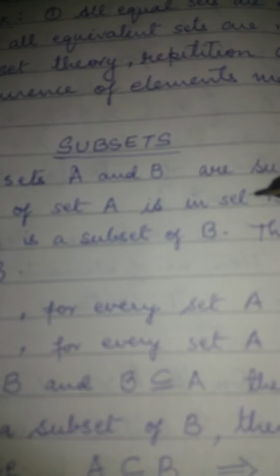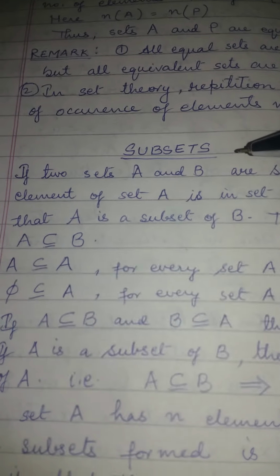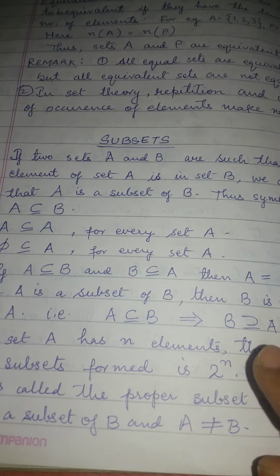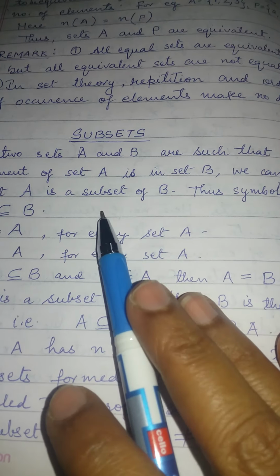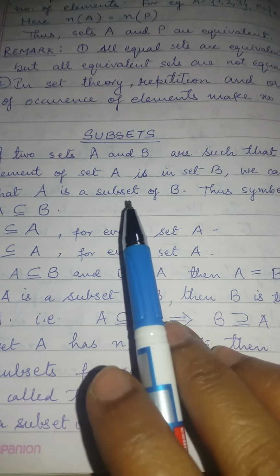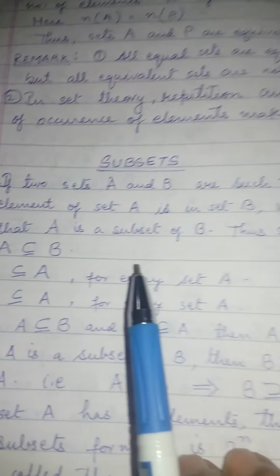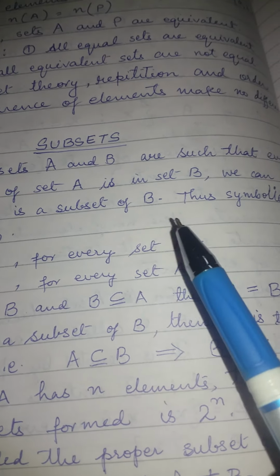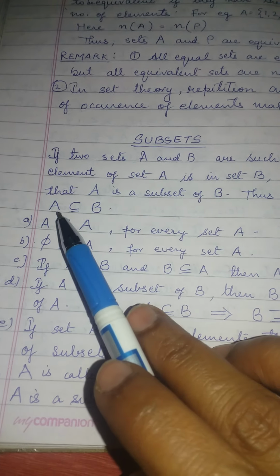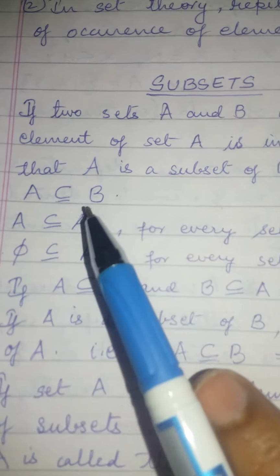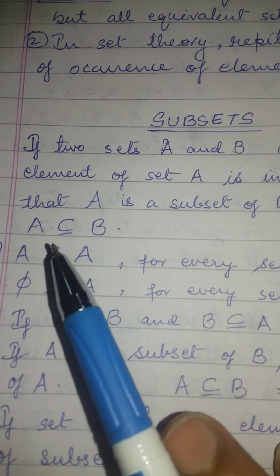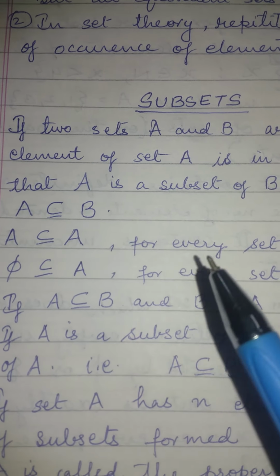Now students, the next topic is subsets. If two sets A and B are such that every element of set A is in set B, then we can say that A is a subset of B. It means every element of set A should be contained in B. Symbolically, we can write A ⊆ B. See the symbol of subset, it is a C along with a small line beneath it.